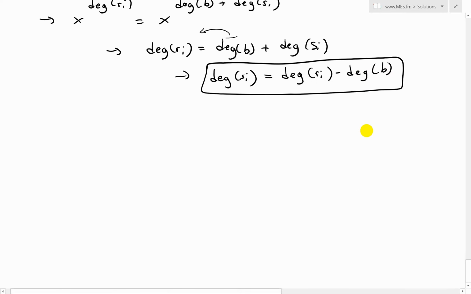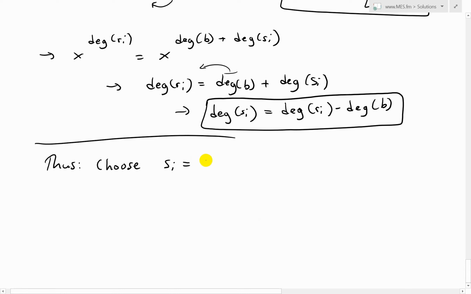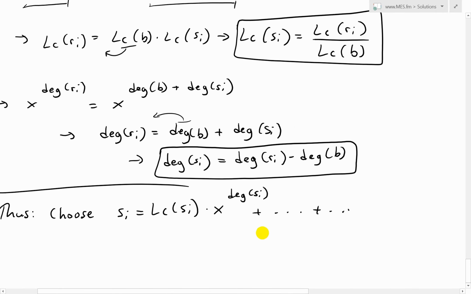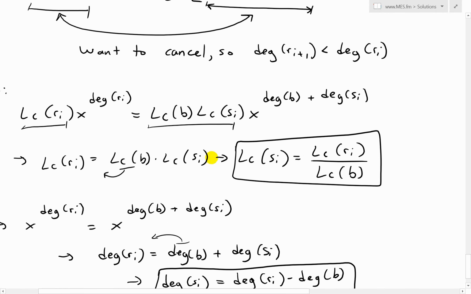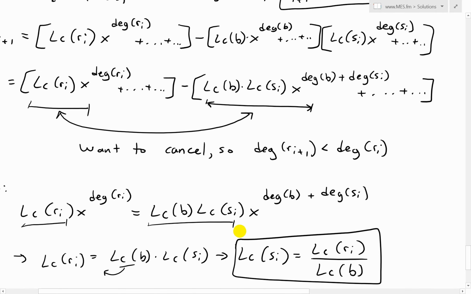So what we have is, we choose our S_i. This one here is just going to be the leading coefficient of S_i times x to the degree of S_i, and then plus dot dot dot. All we need to worry about is getting rid of this leading coefficient, or just this whole term there. So all we need to worry about is this.